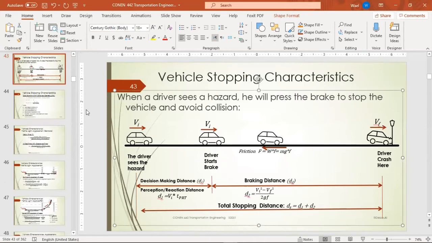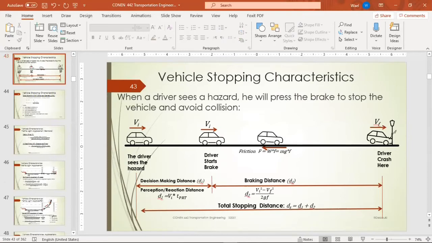If we have a vehicle traveling here at V initial speed, then for example, he sees something at the end here. Okay, so it takes him time to see and understand and make a decision. Then by the time he starts pressing the brakes, he would have driven V initial times PRT. So that's the first distance. Then he starts pressing the brakes.